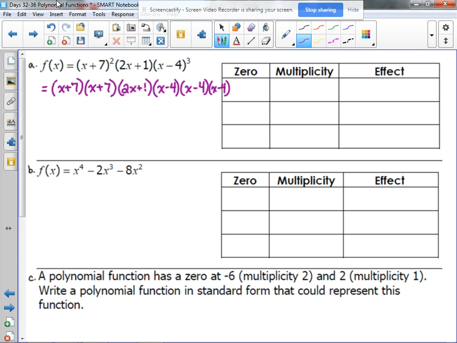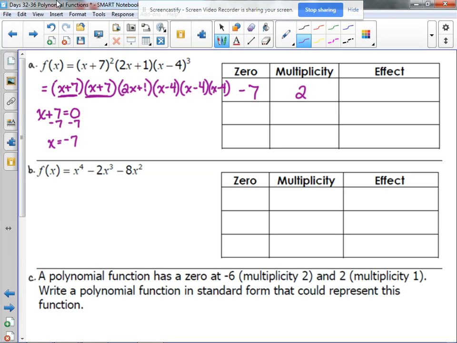All right, so once it is in factored form, you take your factor and set it equal to 0 and solve for x. So x plus 7, we set equal to 0, solve for x, so we subtract 7 from both sides. We get x equals negative 7. So negative 7 is one of the zeros of our function. How many times is it one of our zeros? 2, because we've got another one right here. So that means it has multiplicity 2.